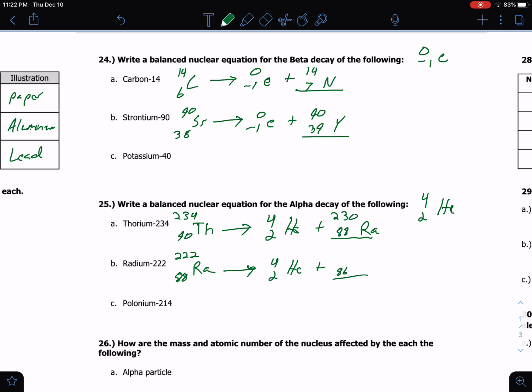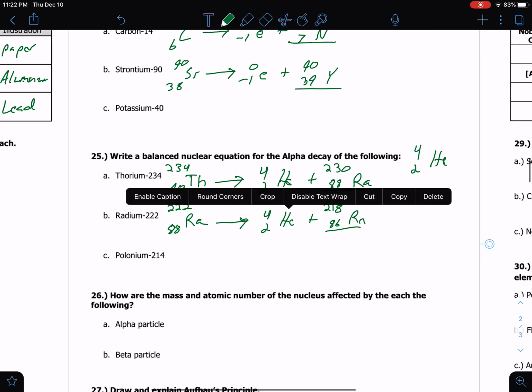I have 222 on top on the left. I need 222 on top on the right. So what plus 4 gives me 222? So this is going to be 218. And 86 on the periodic table is going to be Rn. So that is going to be the radon.